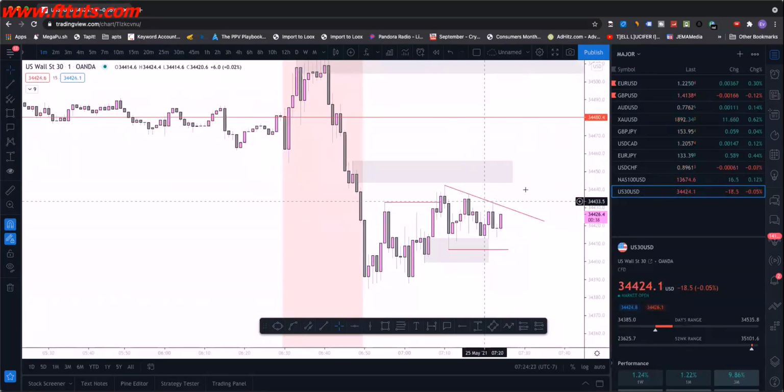Okay, run and close above this high. I'll buy from this. No, I won't buy from there. Sorry. I just don't like the way these lows are.